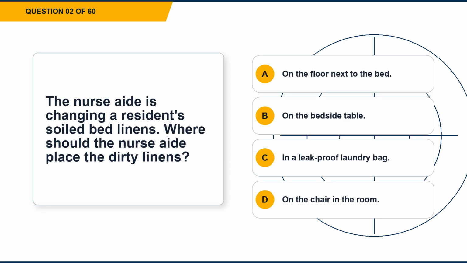Question 2. The nurse aide is changing a resident's soiled bed linens. Where should the nurse aide place the dirty linens? Option A. On the floor next to the bed. Option B. On the bedside table. Option C. In a leak-proof laundry bag. Option D. On the chair in the room.